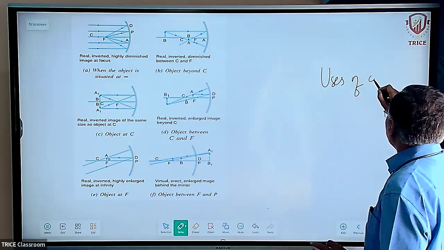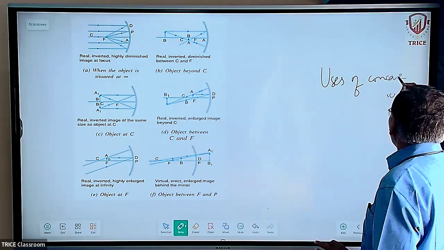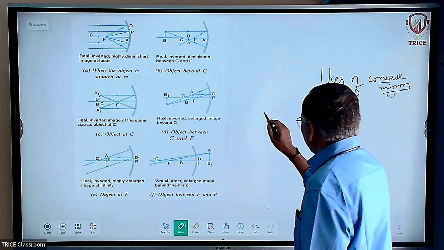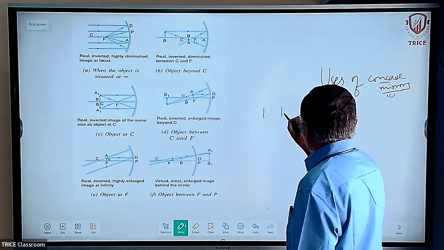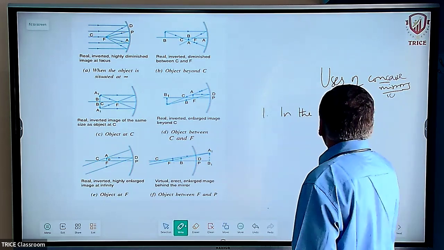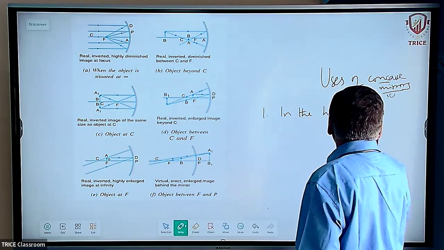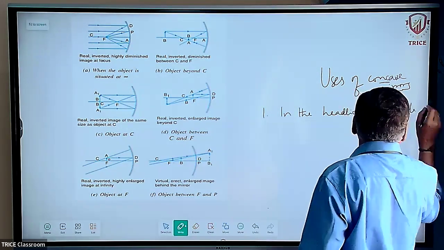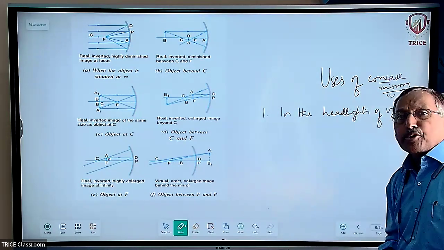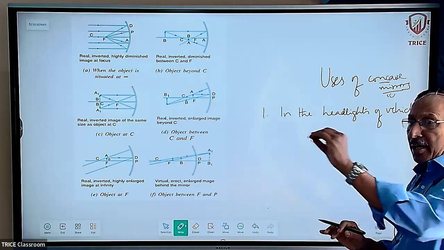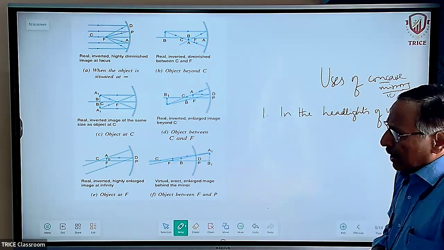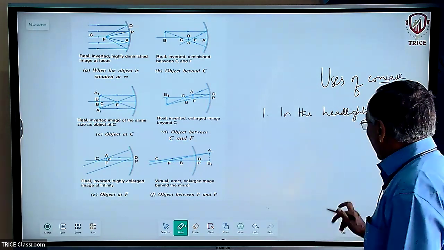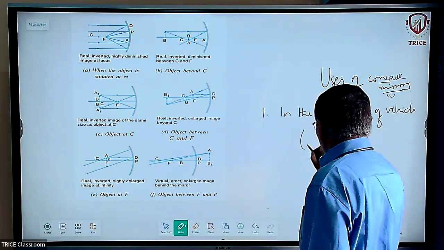Now, uses of concave mirrors. Where do we use concave mirrors? First and foremost, in the headlights of vehicles, so that we get a parallel beam of light. In our cars and all, we have low beam and high beam. Even in all the vehicles, we have that, is it not? What happens? Or you take a simple torch.